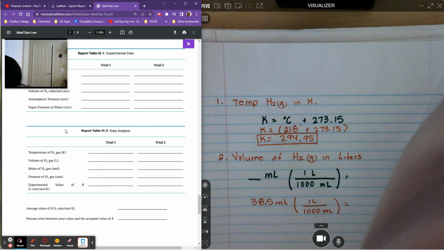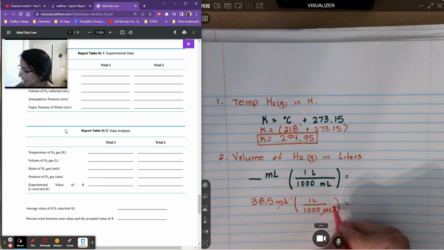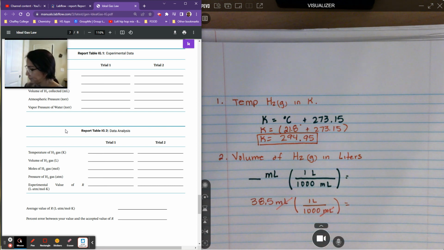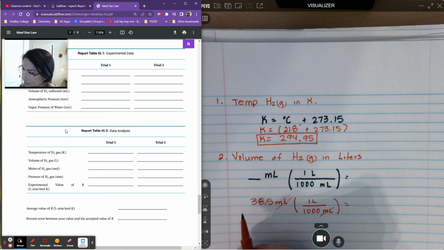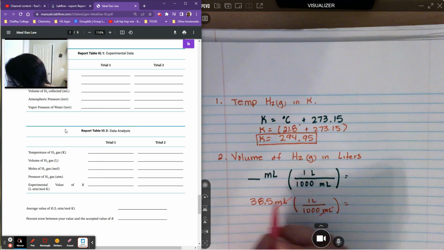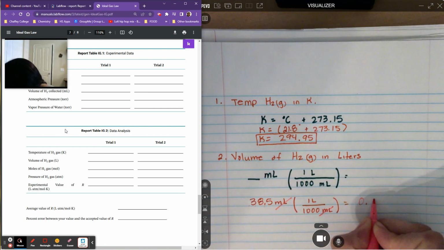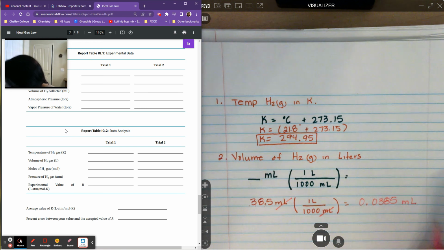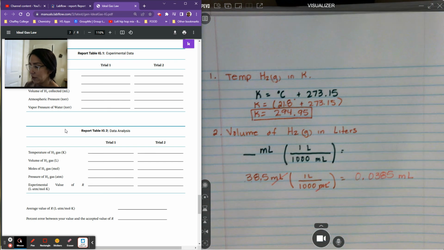Now, while I do my conversion factor, milliliters cancels out with milliliters. And this is just going to be 1,000 times smaller. So I'm going to move the understood decimal over 3 times. 1, 2, 3. And I should get 0.0385 liters.